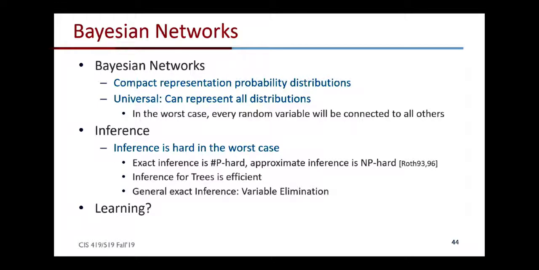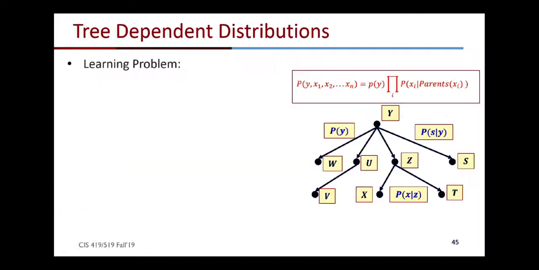Okay, so where are we? We talked about Bayes nets. We understand what Bayes nets are. We talked about inference a little bit. So you know that it's hard in the general case. And there are two procedures, one for exact inference, one for approximate inference. What we want to be able to do is we want to address the learning. And the learning we're going to address only in the case of tree-dependent distribution that we've shown before. So what is the learning problem?